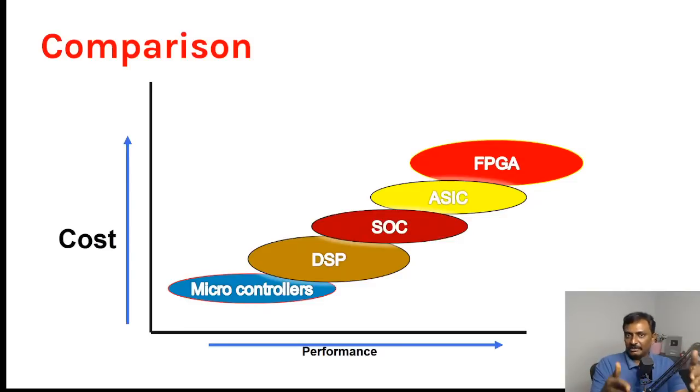Okay, but again you get for 500 to 1000 rupees to 2000 rupees. ASIC is recommended only when you have a large number of quantities. Okay, and it has higher performance, and the cost will be higher because of its volume.